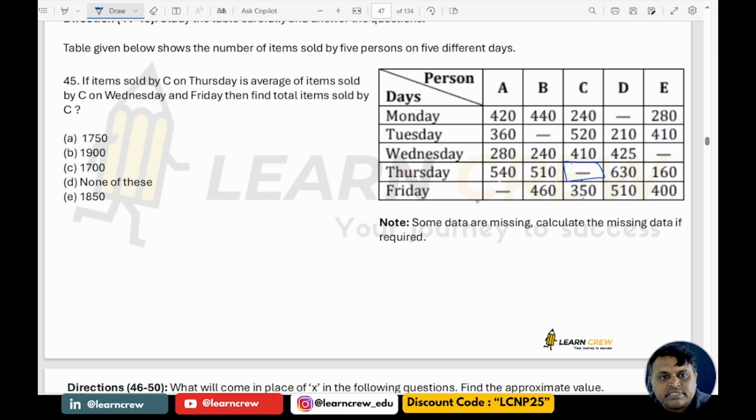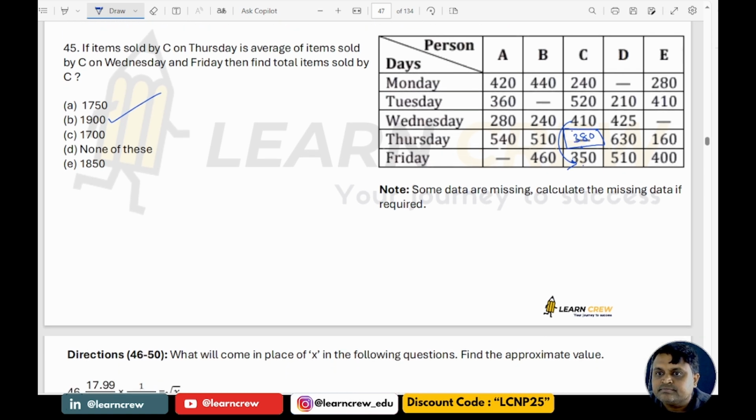If you add everything, you will get very close to 1900. The answer is 1900. This value would be 380: 450 plus 410 plus 350, 760 by 2 is 380. Am I correct?